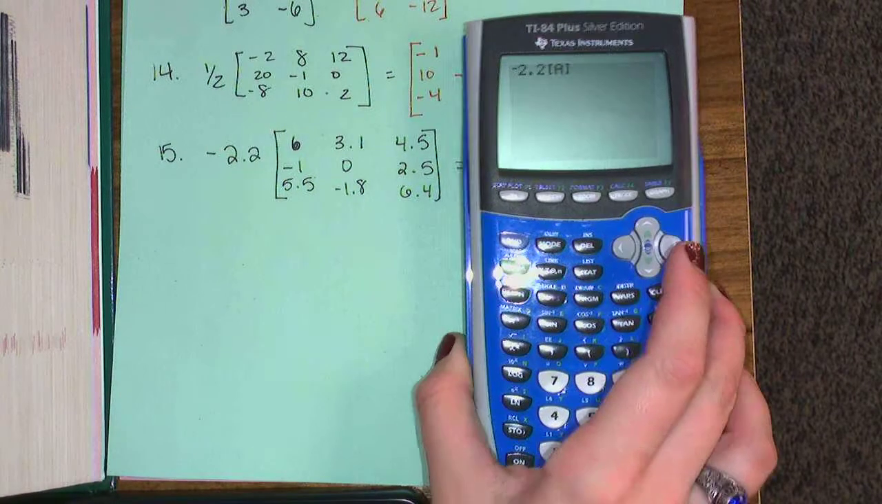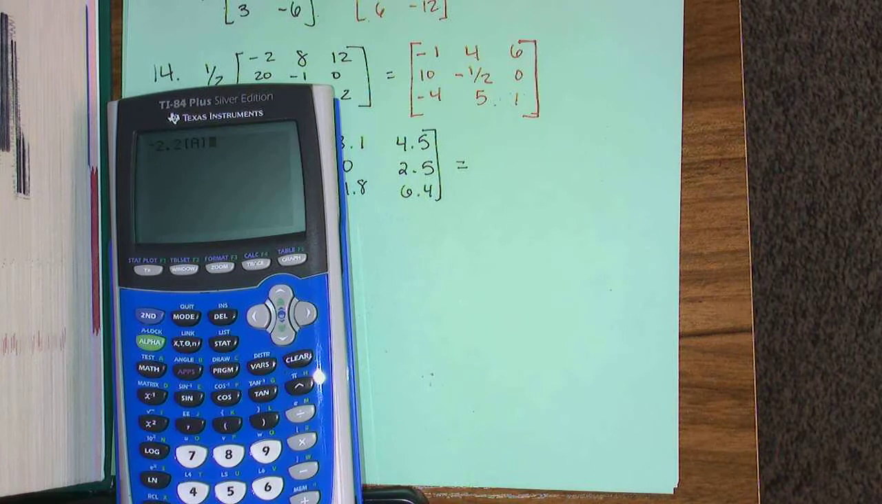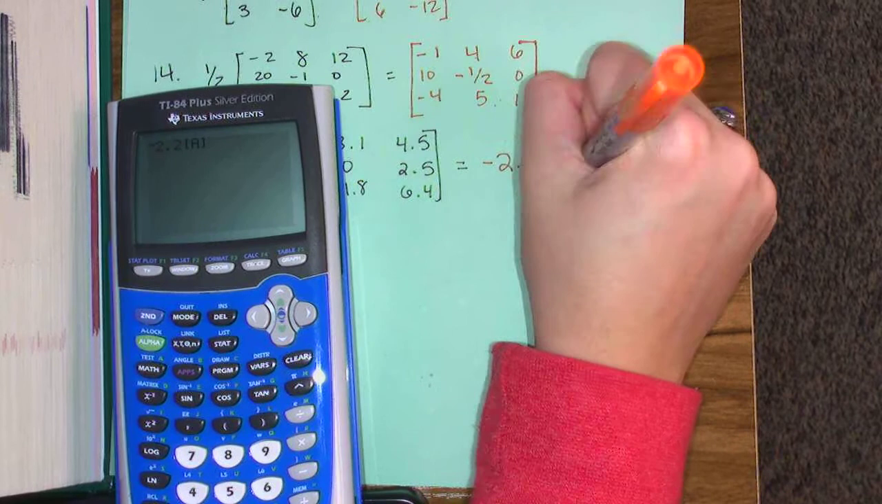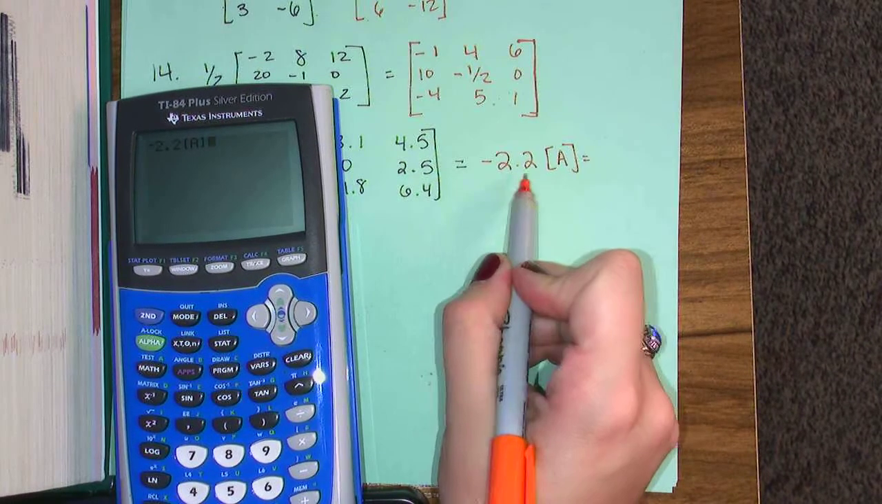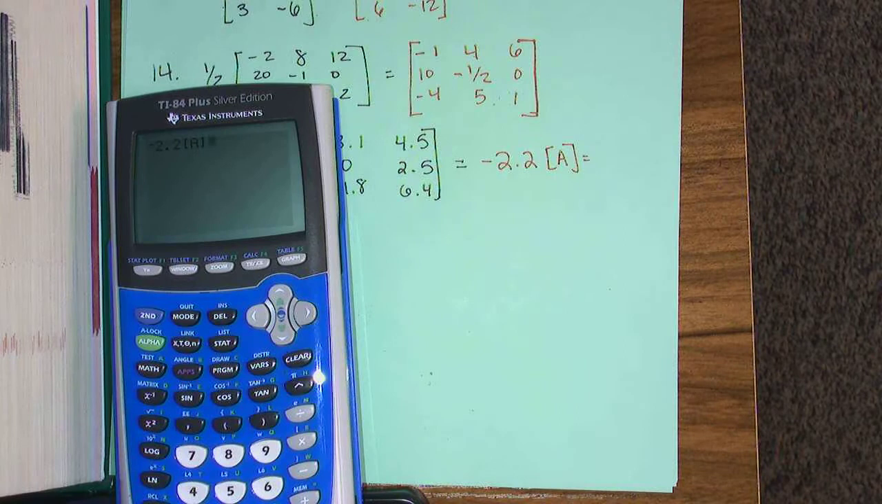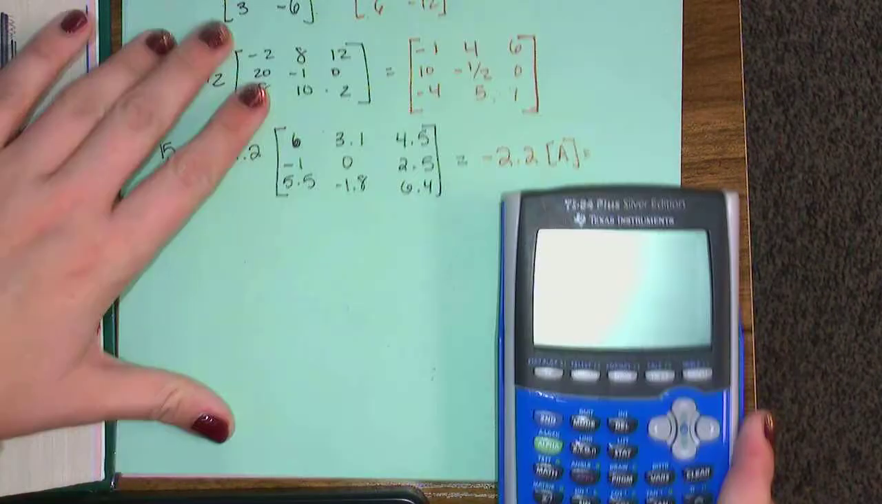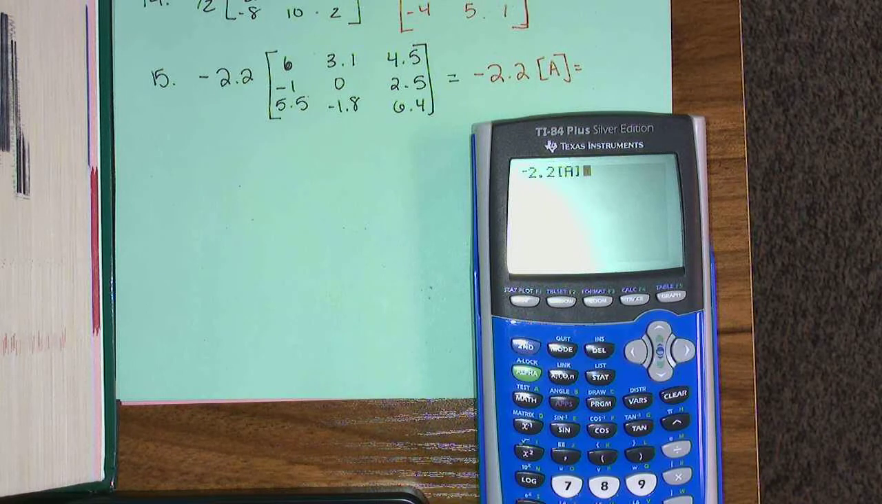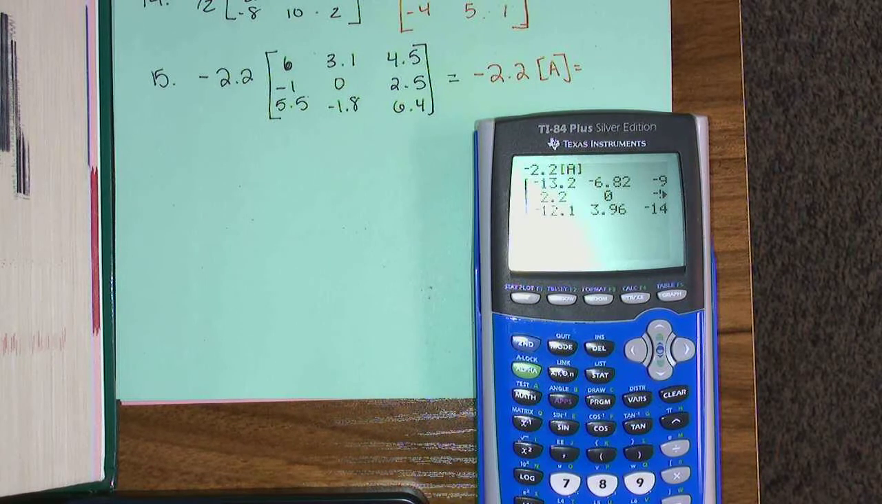So when you write it on your paper, so that I know you put it in your calculator, that's what I want to see. Negative 2.2, and then the little matrix symbol for A. Type in negative 2.2, and then hit second matrix, and then whatever matrix you used. So then when you hit enter, boom, it gives you your matrix.